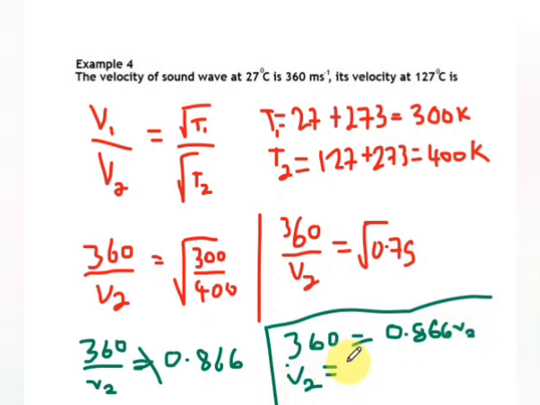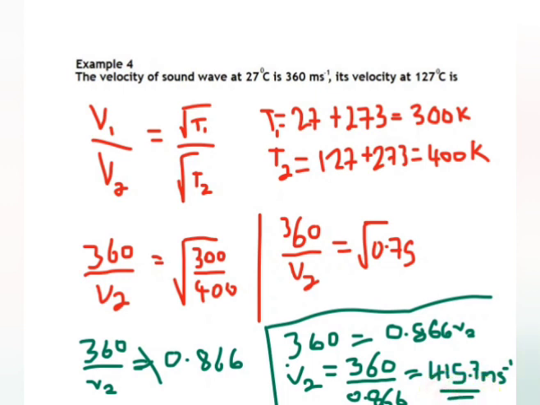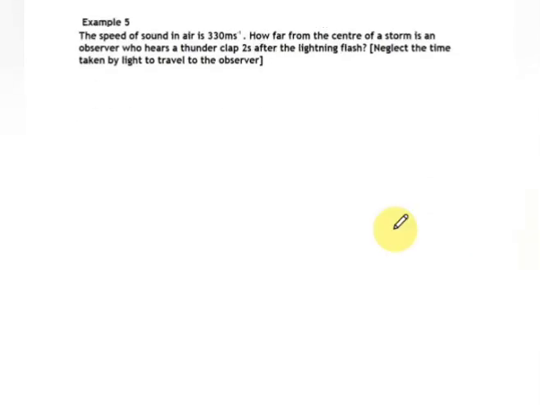So V2 is equal to 360 divided by 0.866. And that is going to be equal to 415.17 meters per second squared.